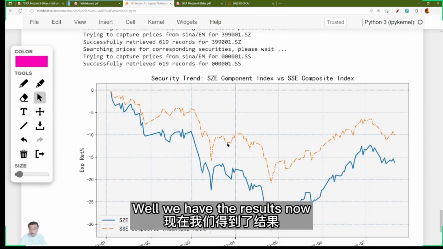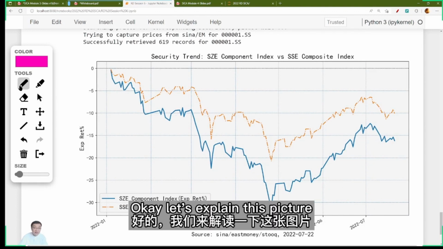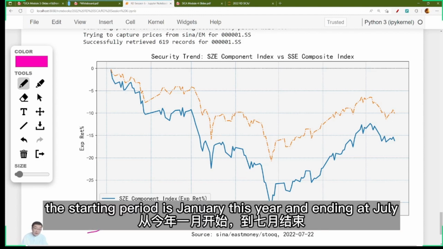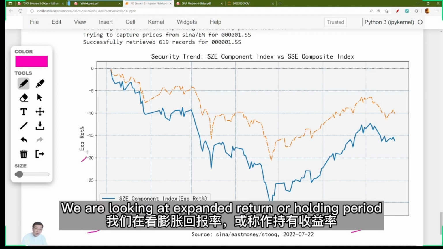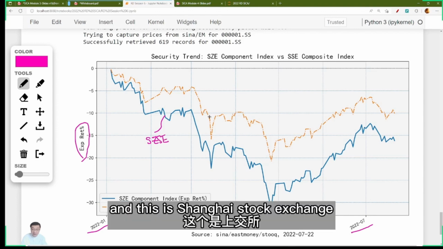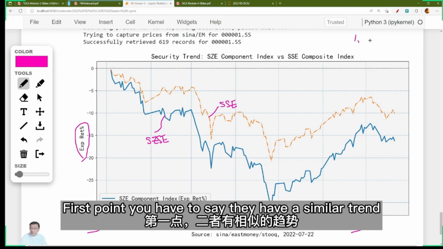Well, we have the results now. Okay, let's explain this picture. So this picture, the starting period is January this year and ending at July. We are looking at expanded return or holding period return. And this is Shenzhen Stock Exchange. And this is Shanghai Stock Exchange. First point, we have to say they have a similar trend.